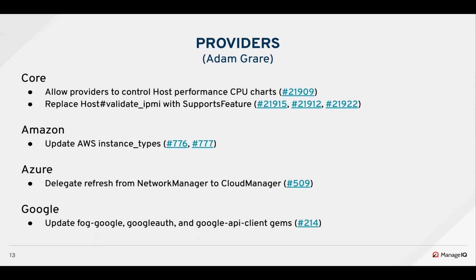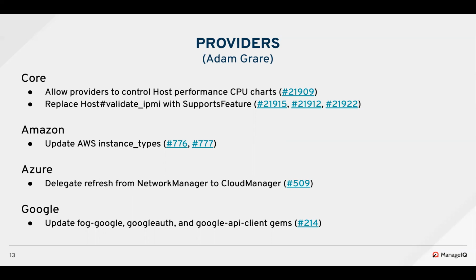For Amazon, the automated workflow updated the instance types to pull in new instances twice this sprint. So we got those up to date with what Amazon has available. For Azure, we are following what we did last sprint for VPC and delegating the refresh action from the network manager up to the cloud manager. Azure didn't have the same bug that VPC did, but we're just working on moving this to be consistent across all the providers.